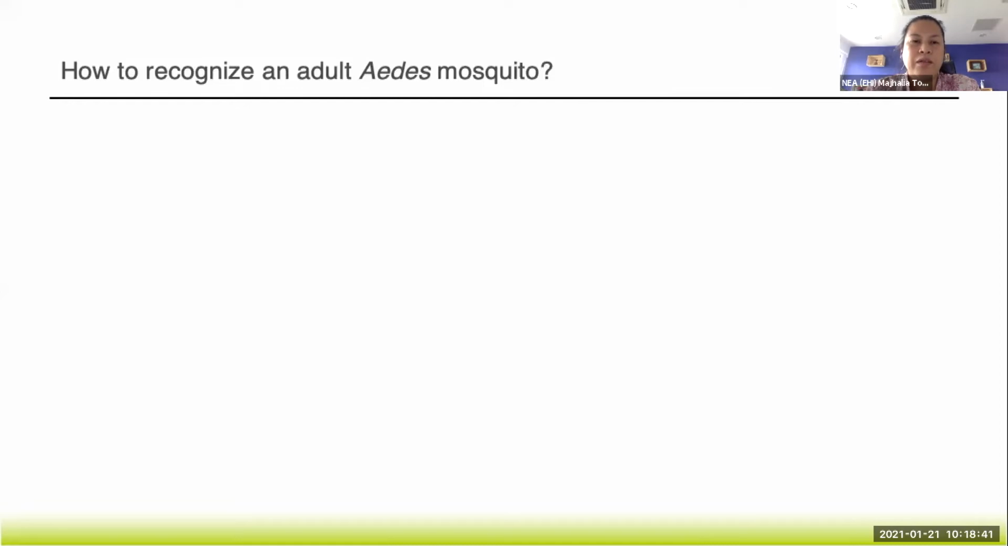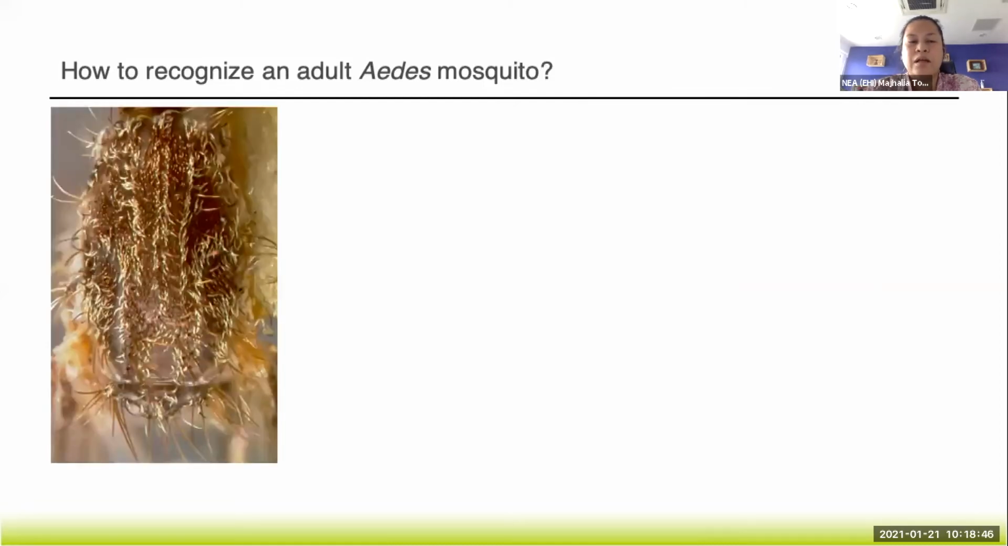So how do we recognize Aedes mosquito? The first thing to look at is the thorax. So you look at the back of the thorax and you look for the trilobe scutellum. So where is the trilobe scutellum? You are looking now at the scutum. So this is the back of the mosquito. And then from the scutum, you go further down and you will see the scutellum.